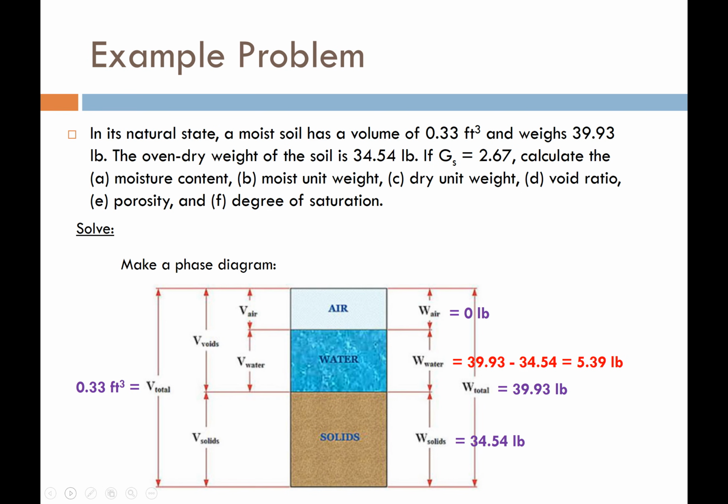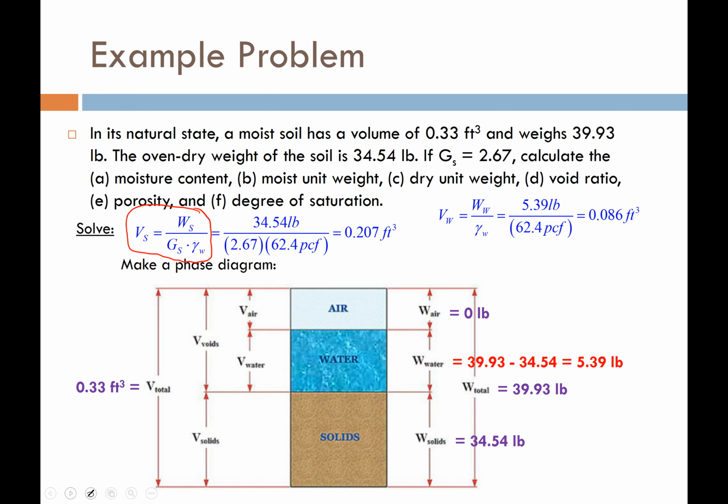All right, now let's go over to the volumes. The first volume I'm going to solve is the volume of the solids, and I'm going to use my little trick equation that I gave you in the earlier slide. And I know all of these terms, so all I have to do is plug in the parameters and solve the number. So the numbers I'm plugging in: 34.54 pounds for the weight of the solids, 2.67 for specific gravity, and 62.4 for the unit weight of water. So I get now a volume for my solids.